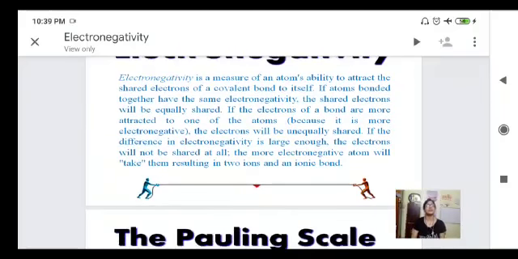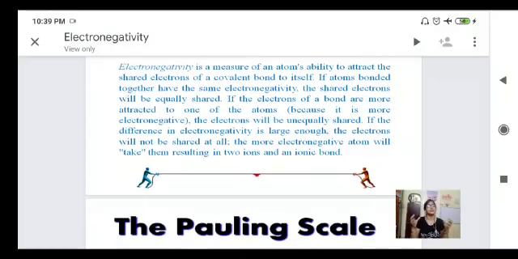Now, if the electrons of the bond are more attracted towards one of the atoms because it is more electronegative, the electrons will be unequally shared. And if the difference in electronegativity is quite huge, there are three things: one is polar covalent bond, one is non-polar covalent bond, and the third one, the extreme choice, is ionic bond. If the difference in electronegativity between the two bonded atoms is very high, one highly electronegative and the other not that electronegative, then the electron will not be shared, rather it will be in full control of the more electronegative atom. In that case, it will give rise to ionic bond.